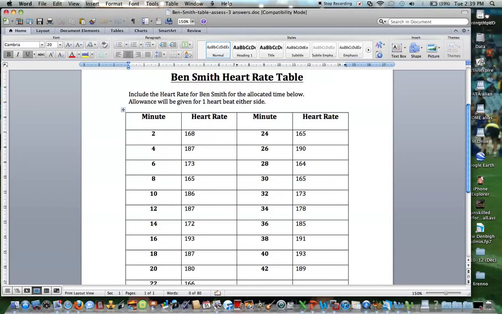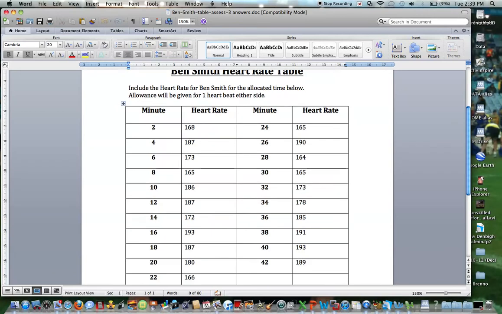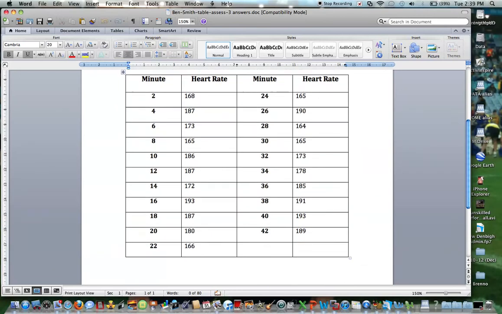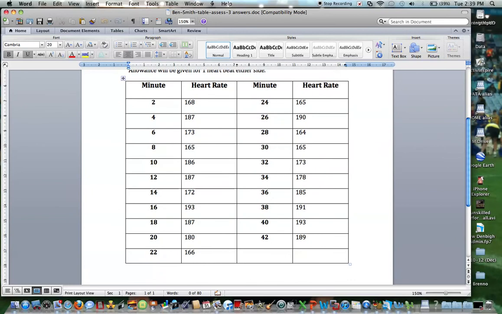So, for example, for the second minute, heart rate of 168. If a student had 169 or 167, then they would be correct, just to allow for that human error part of it. And if all were correct, students would get 2 out of 2, and most students did this one very well, which you'd expect, which was pretty easy.